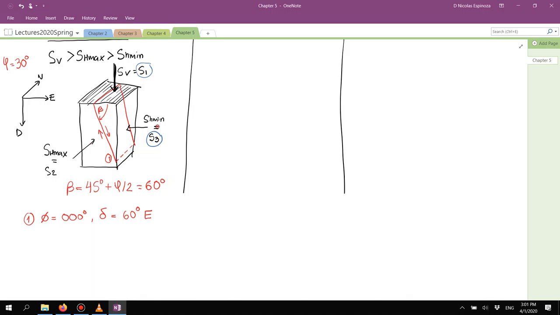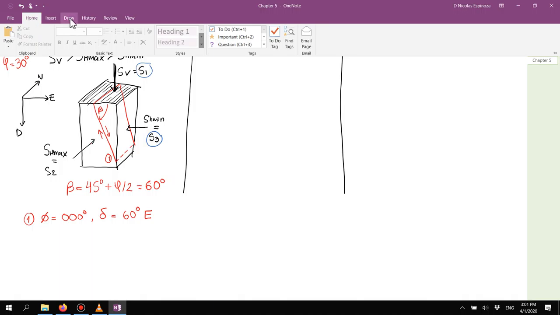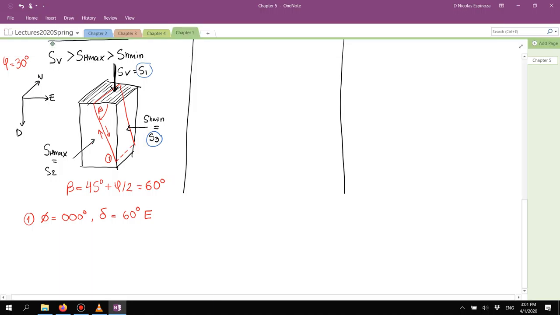This is one possible solution to the problem, but there is another solution which is also possible. In this particular case, I made this fault to be dipping towards the east, but there is no reason for preventing to have another fault that could have the same strike, but instead of dipping towards the east, will be dipping towards the west. And that would be, for example, this other fault that I'm drawing here in green, that will be oriented with the same dip, but will go into opposite direction.